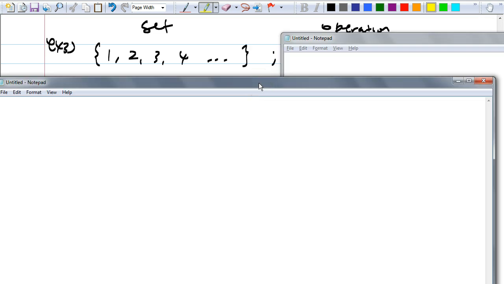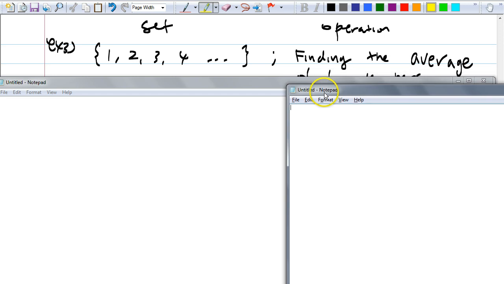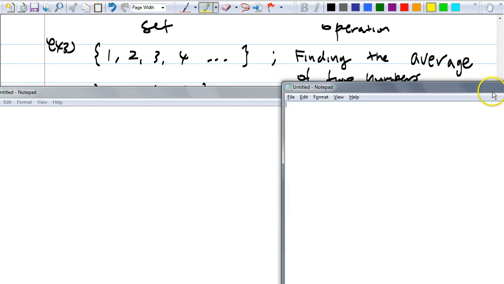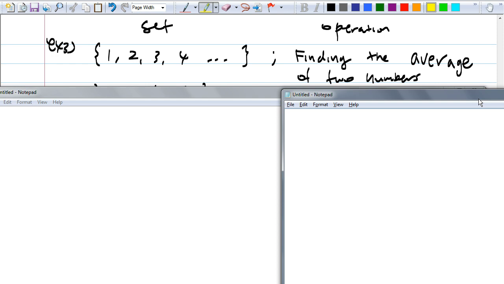So I'm going to give you a different set now. And the operation, this one is kind of interesting, is finding the average of two numbers. By the way, do you all know how to find the average of two numbers? How do you do that? You add them and divide it by 2. And we talked about how that will give you the number right in between those two numbers, right?